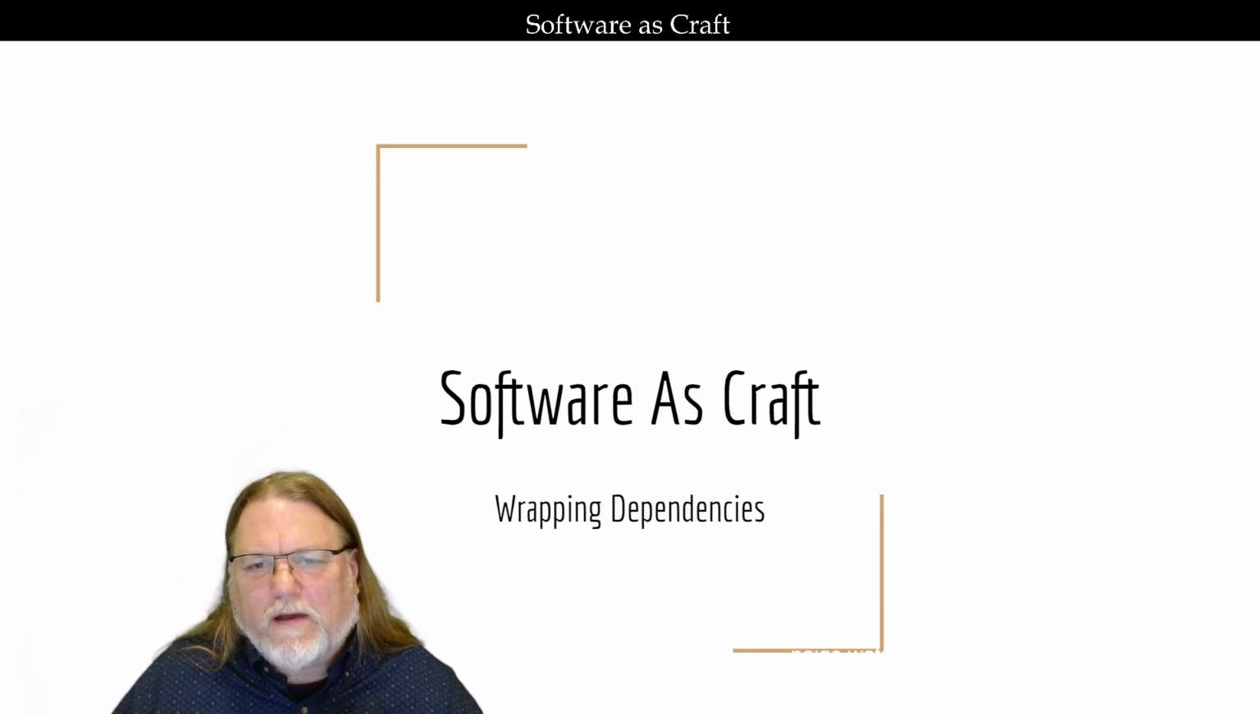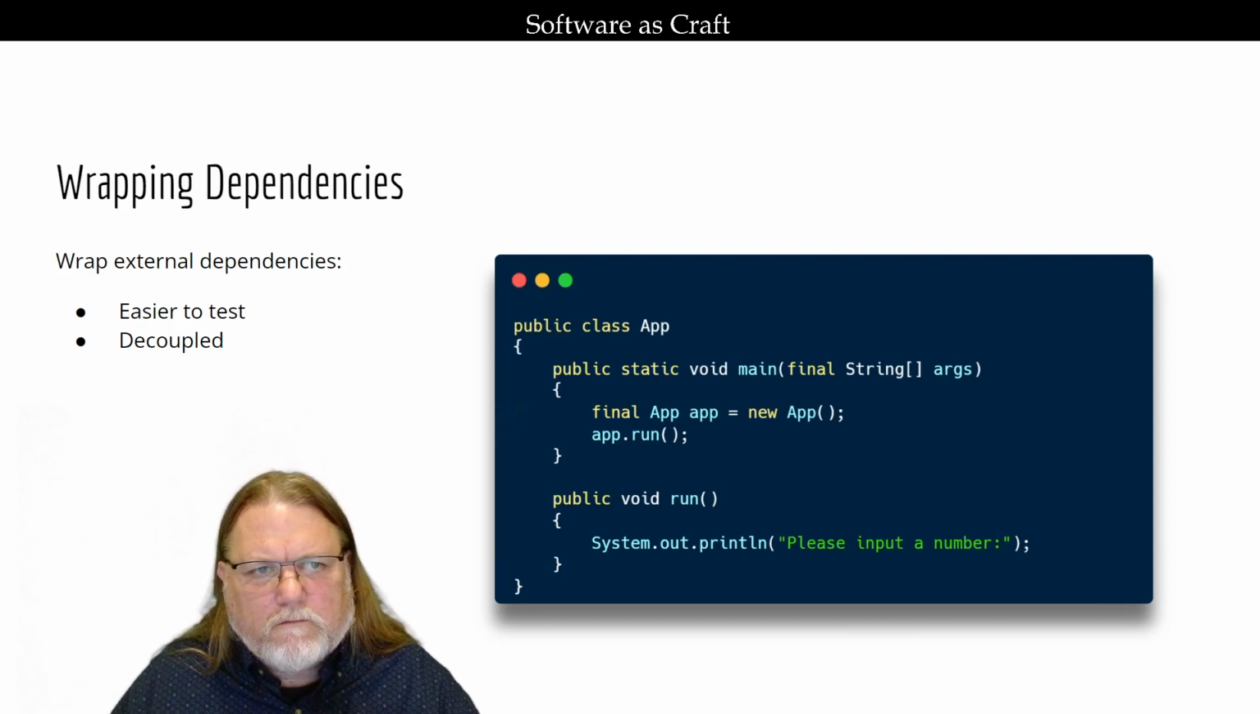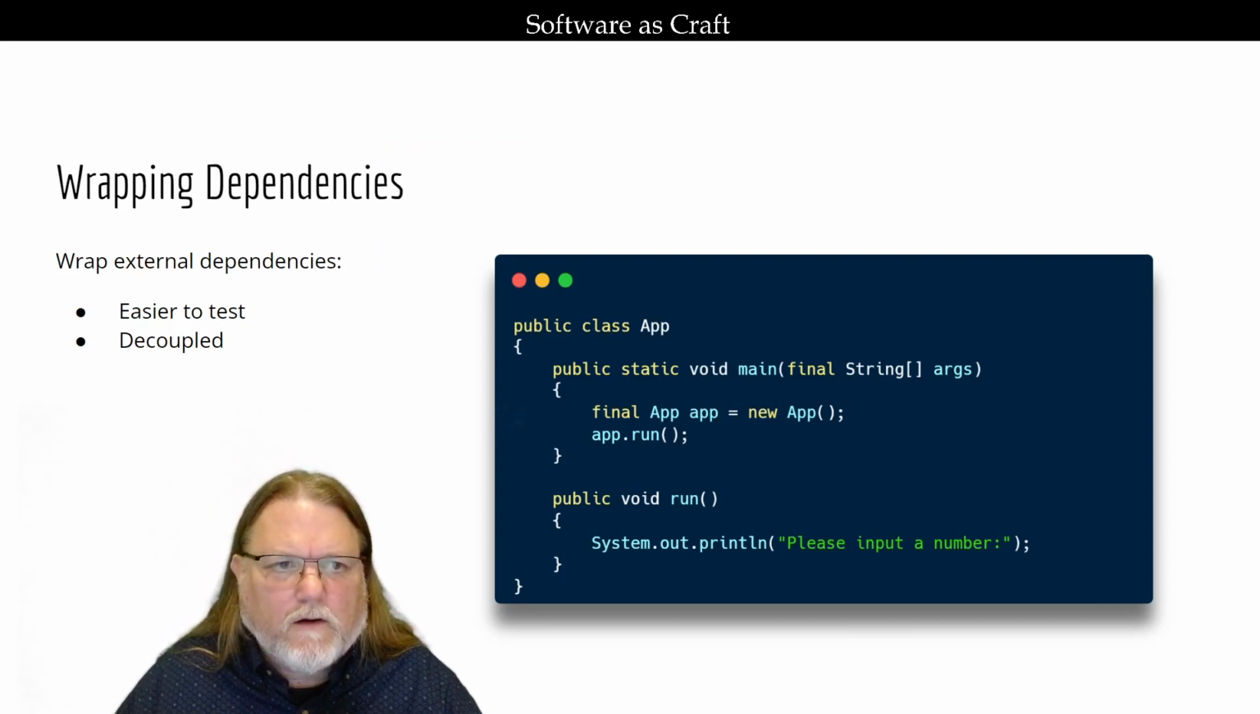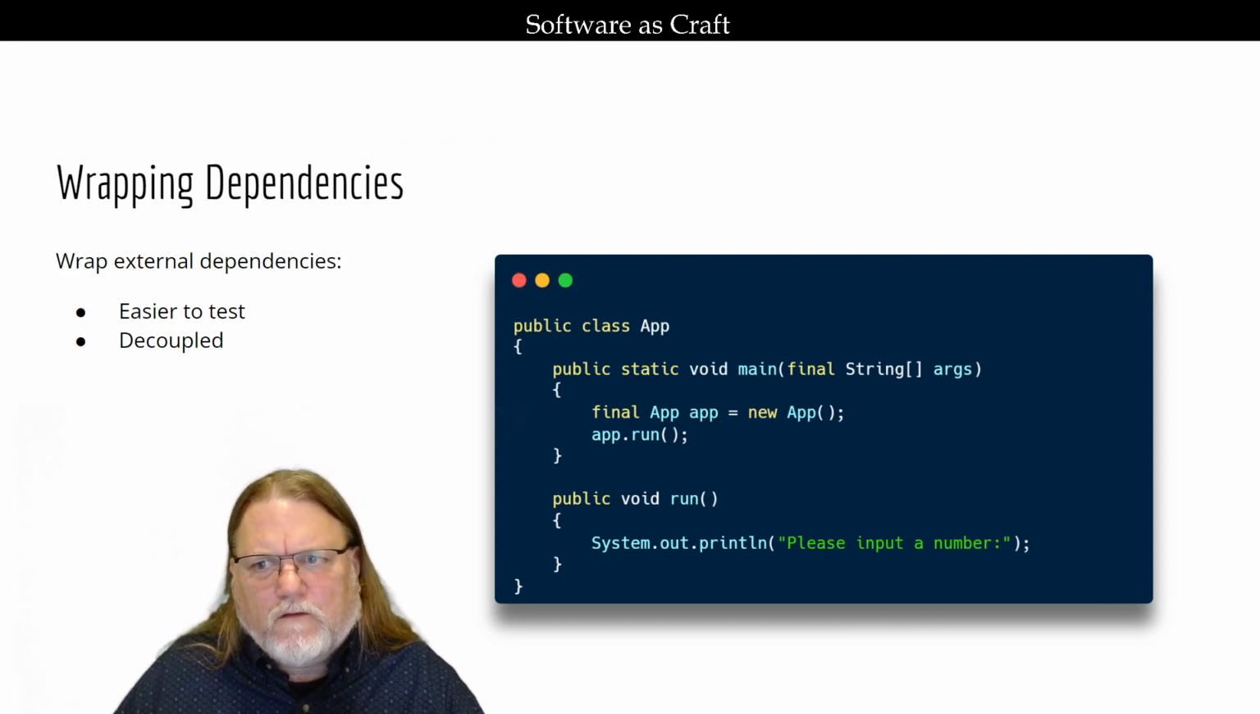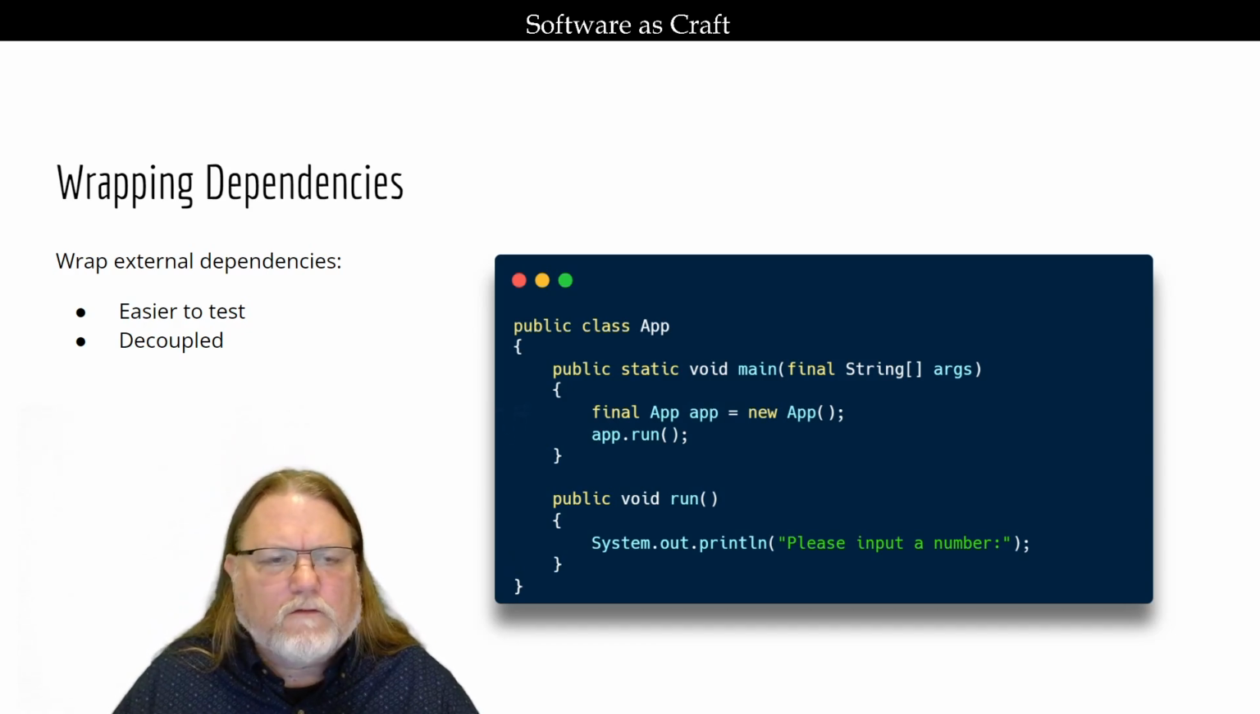Let's talk a little about third-party dependencies and wrapping them. Whenever we have an external library or some sort of system function on the edges of our code that we don't necessarily control, we want to wrap that in a class that we do control. It makes it easier to test. It also decouples that implementation from our code.